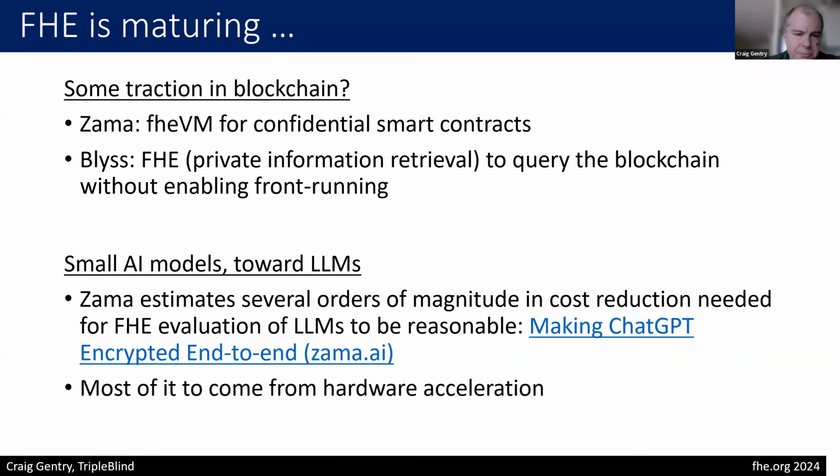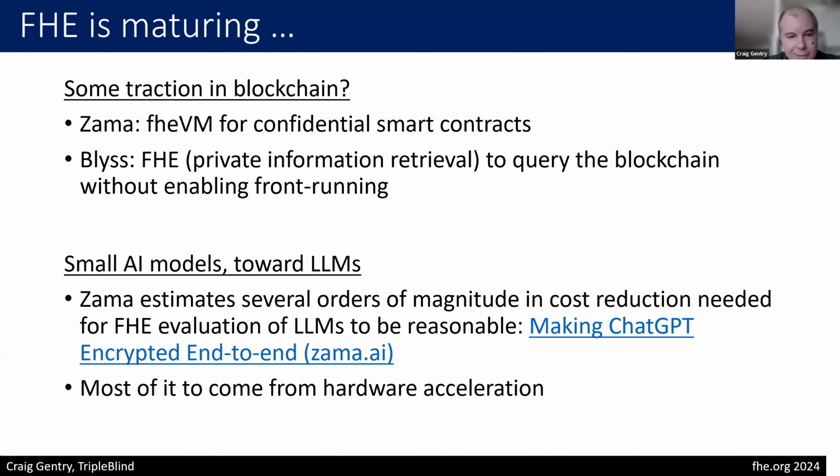Another startup I noticed does FHE, specifically private information retrieval to query the blockchain without enabling front running. You might query a certain block that you're interested in, but if the site that's responding to your query is doing a little double dealing on the side, they can say, hey, somebody's interested in this block, and they could sell that information to someone who might try to front run you, so that you get a bad deal out of the transaction. With FHE, that can be prevented.